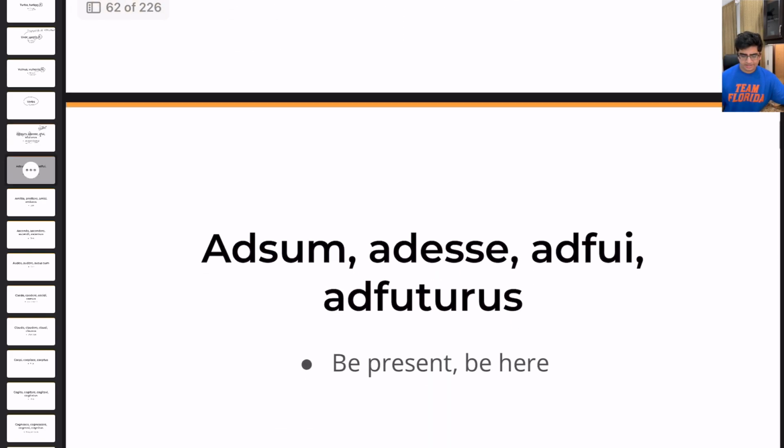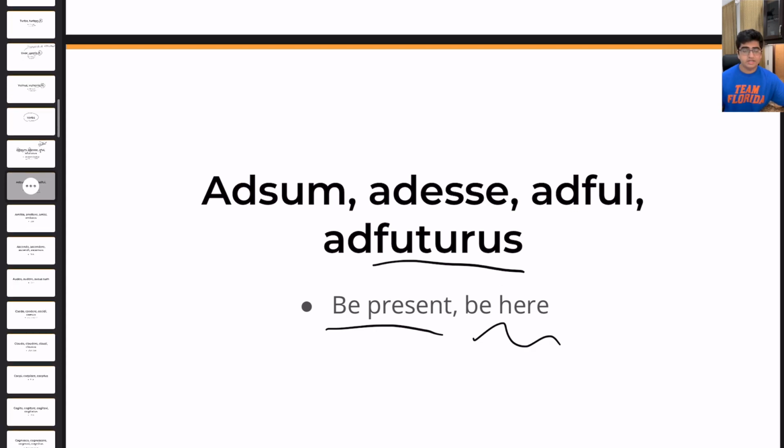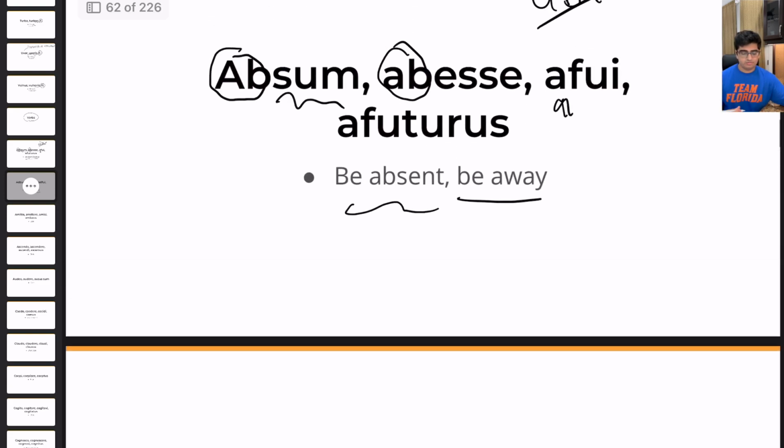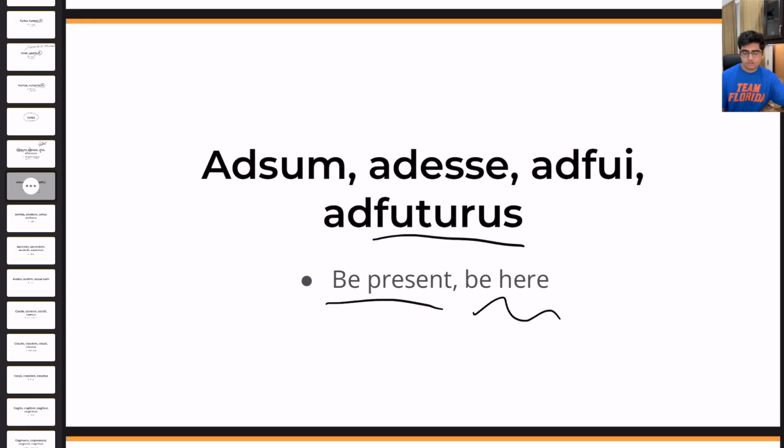So our next verb is adsum, adesse, adfui, adfuturus. Again, let's use that little quick trick. To be to. So when you are to, it basically means you are present there. You are here. So one literal definition is to be here, and another one is to be present. So absum and adsum are quite literally antonyms. One means to be absent, and one means to be present. This is a common Certamen question in which they ask you to differentiate between absum and adsum. So make sure you know the difference, and make sure to pay attention to the principal parts.